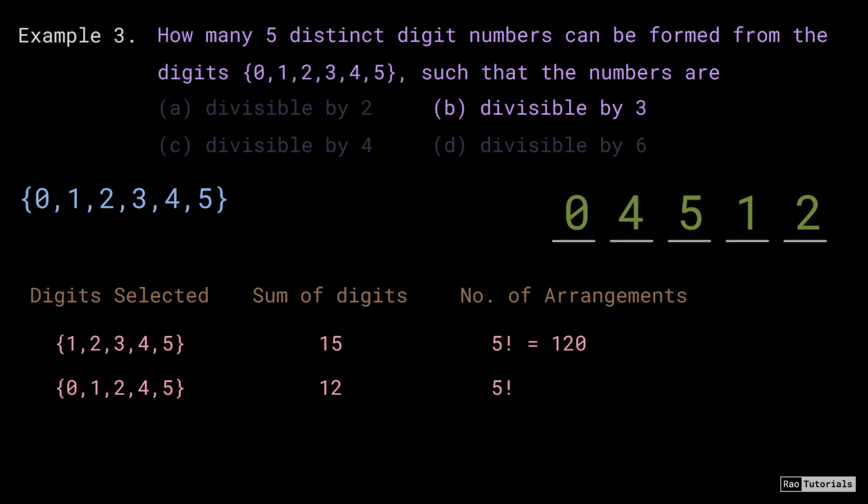But of these 5 factorial arrangements, those that start with 0 are 4 factorial. And we must exclude them as 0 in the first place makes them a 4-digit number instead of a 5-digit number.